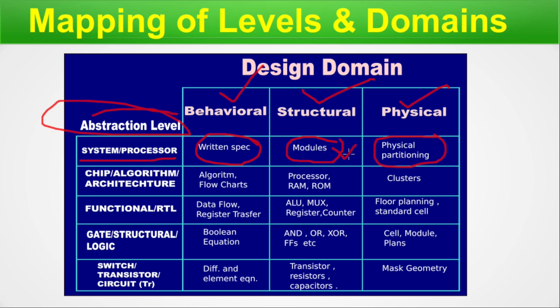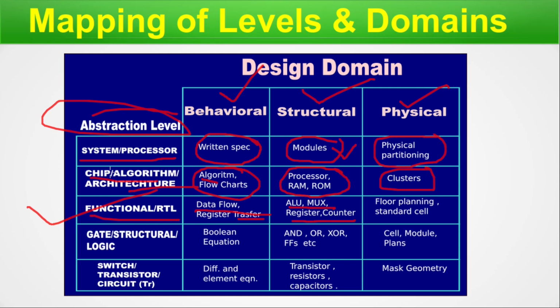And here we are talking about module and chip algorithm architecture. So here behavioral, it will be algorithm, flowcharts, etc. Structural, it will be processor, RAM, ROM, and physical, it will be clusters. Functional or RTL, if we have the abstraction level of this, so what will it mean? The data flow, register transfer, and structural, it is ALU, mux, register, etc.